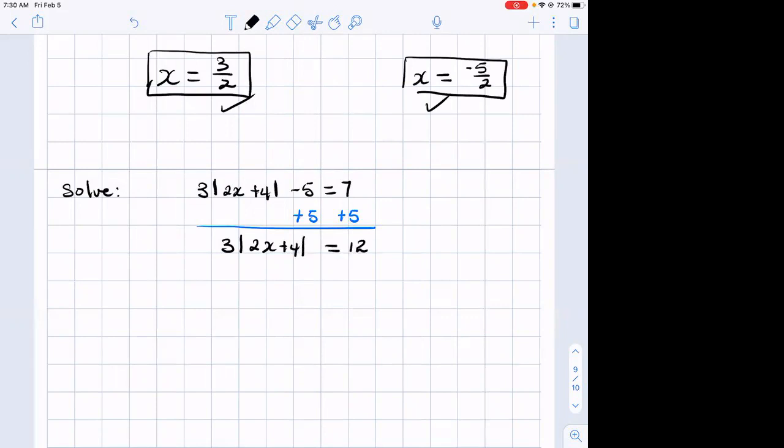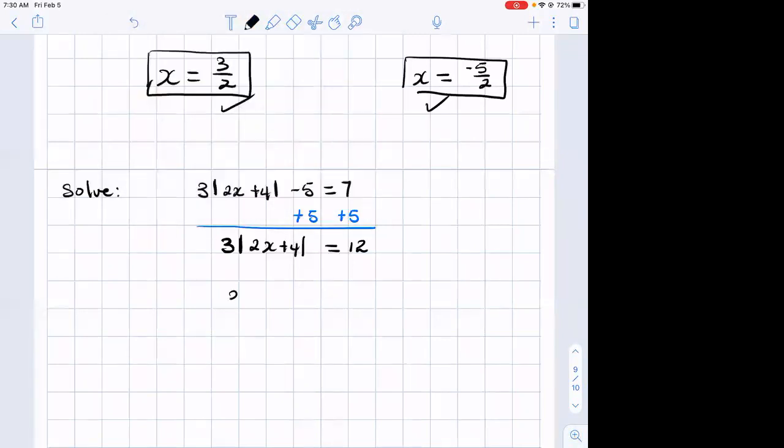Now, very common I find that students distribute this 3 to the inside of the absolute value, and that can never happen. So if you have a number outside of an absolute value, you cannot distribute. Okay? Cannot. So this is wrong. So the only way you can do this is by dividing both sides by 3.